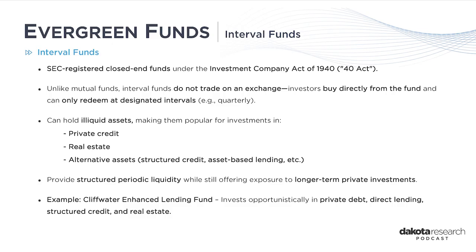These are SEC-registered closed-end funds under the Investment Company Act of 1940, 40 Act funds. Unlike mutual funds, interval funds do not trade on an exchange. Investors buy directly from the fund and can only redeem at designated intervals, such as quarterly. They can hold illiquid assets, making them popular for investment in private credit, real estate, and alternative assets such as structured credit and asset-based lending. They also provide structured periodic liquidity, while still offering exposure to longer-term private investments. Cliffwater has the Cliffwater Enhanced Lending Fund, which invests opportunistically in private debt, direct lending, structured credit, and real estate, and is one of the larger funds in the space.